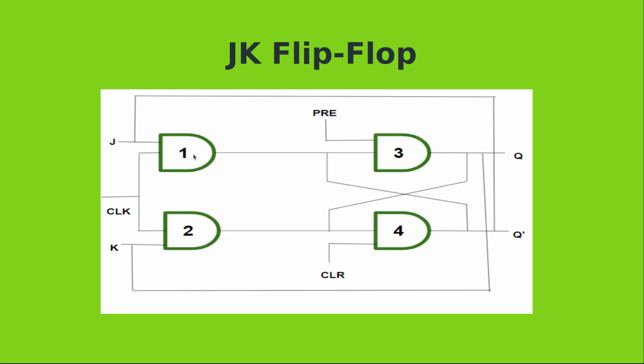In the JK flip flop there are four NAND gates. This is the first NAND gate, which is connected to Q bar. So Q bar is connected with J, and similarly K is connected with Q. So it will be formed as a cross coupled structure. Q is connected with K and Q bar is connected with J. So this is a complex structure.